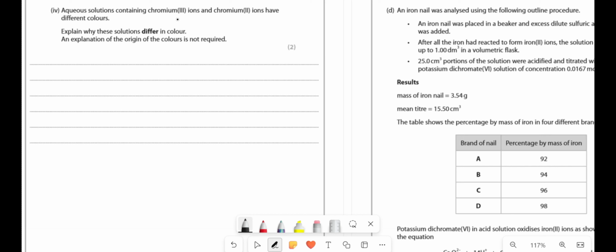Okay, so aqueous solutions containing chromium 3 and chromium 2 ions have different colors. Explain why these differ in color. So why? An explanation of the origin of colors is not required.